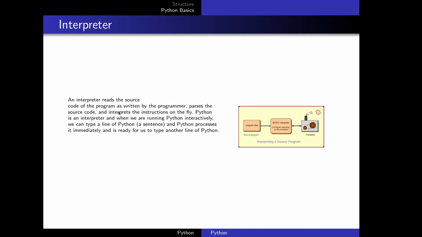An interpreter takes lines of code as written by the programmer and executes them. Python is an interpreted language. For example, when we use Python in interactive mode, as soon as we give it one line, it will execute that line and get ready for the next line. So Python directly takes the source code and executes it by interpreting it. So an interpreter takes the source code, interprets it, and then executes.